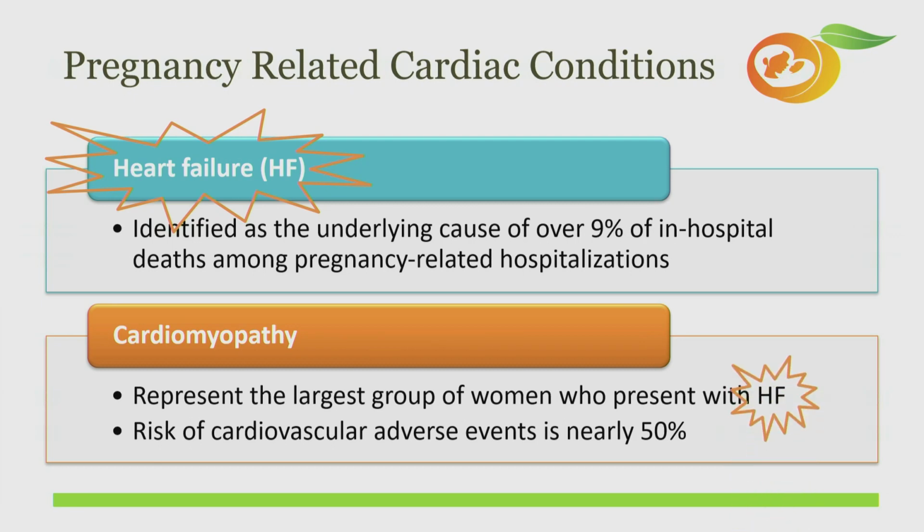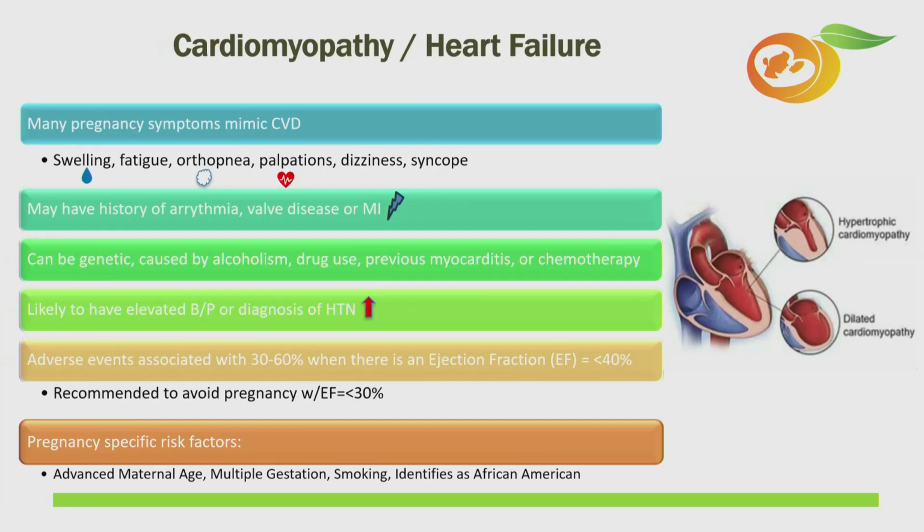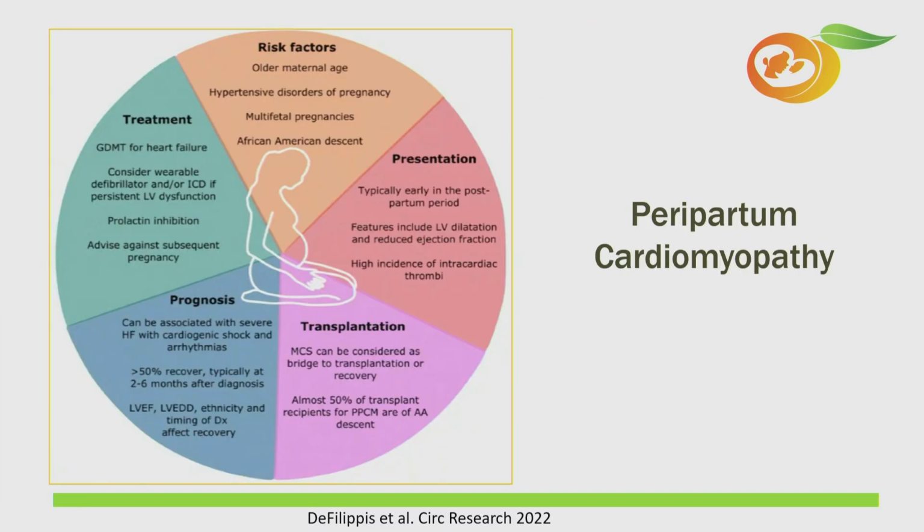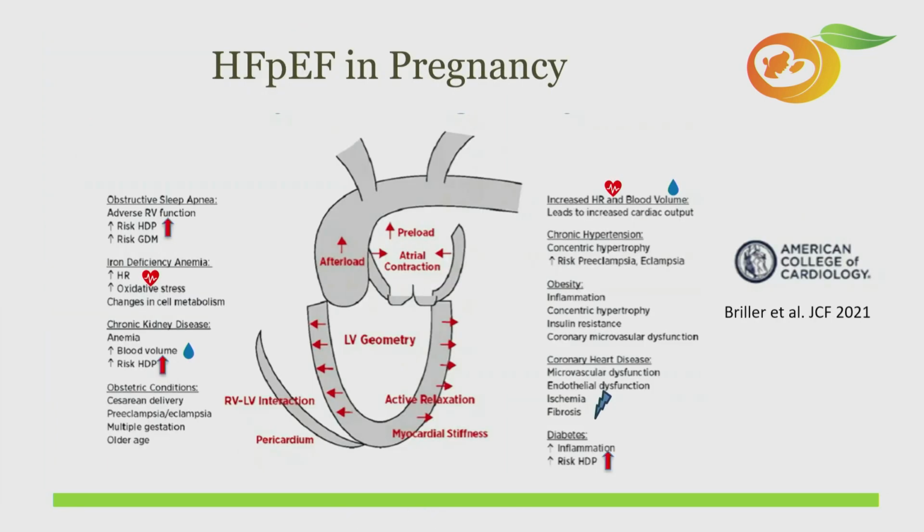And cardiomyopathy represents the largest group of women with heart failure. Again, I'm not going to go through all of the components of heart failure, but what you should remember about this slide, you see the different icons there: fluid status, ischemia, problems with heart rhythms and hypertension, and shortness of breath. All of these things factor in to heart failure and cardiomyopathy. And remember, peripartum cardiomyopathy can be associated with severe heart failure, cardiogenic shock, arrhythmias. So a lot of these things, thinking about arrhythmias, hypertension, can lead to peripartum cardiomyopathy and subsequently can lead to death if we don't catch it early enough.